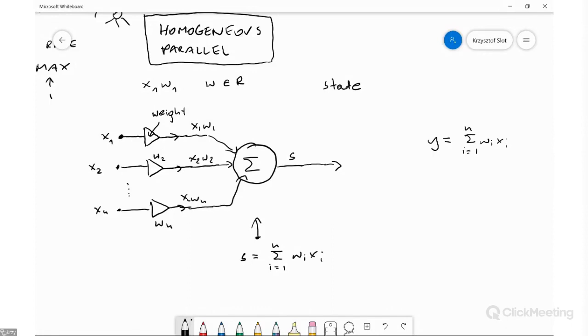If I assume that my neuron is a linear device, because this is just a linear transformation of an input. In fact, to be a legitimate linear transformation, I would need to add here something like b, for example.